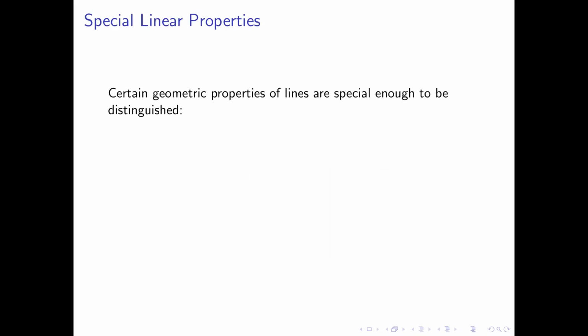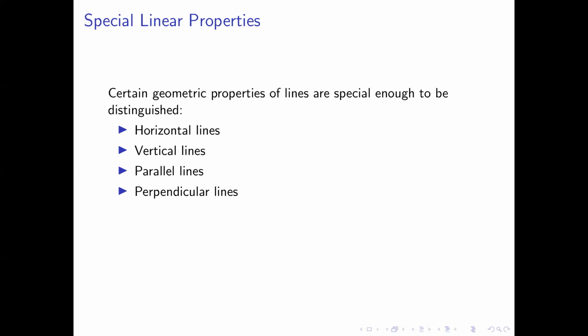We're now going to take a look at some more special graphical features of lines or linear relations in order to continue our warm-up in our study of relations by looking at this familiar type of relation. So we'll be looking at a number of special linear properties here. These are geometric or graphical properties of lines that are special enough to be distinguished with vocabulary. We'll consider the idea of a horizontal line and, alongside that, a vertical line. We will look at when two lines are parallel and when two lines are perpendicular to each other.